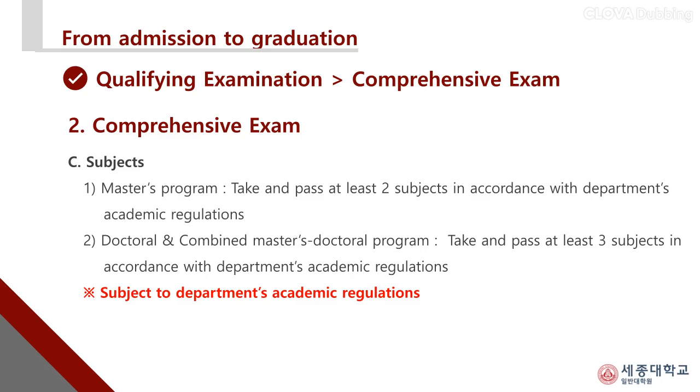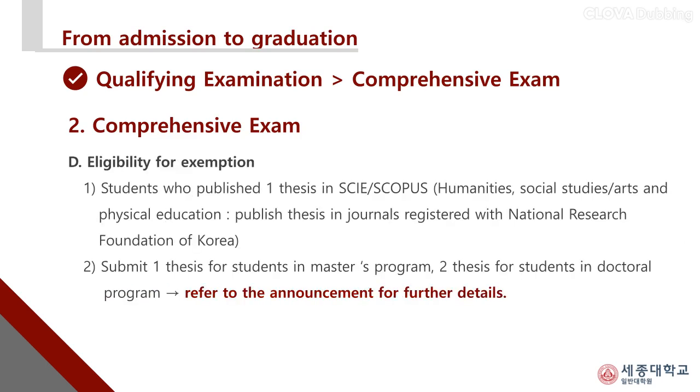Now you see why it's so important to check your department's academic regulations, right? After watching this video, make sure to check your department's academic regulations. It may vary depending on the department regulations, but for the master's program, you must take and pass at least 2 subjects. For the doctoral and combined master's doctoral programs, you must take and pass at least 3 subjects. The subjects for the comprehensive exam are usually set by your department's academic regulations, so make sure to check them. Also, there are ways to be exempt from the exam, and you can find the specific criteria in the announcements.